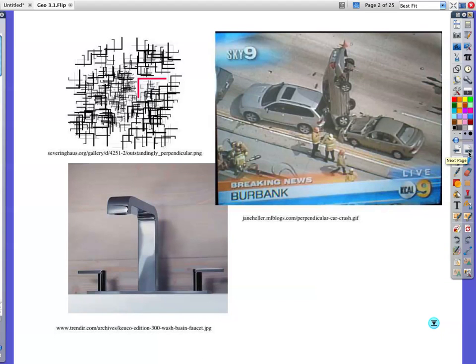Perpendicular. You can see this right here. Perpendicular, 90-degree angle. This is if you would like to decorate your house in perpendicular hardware, I guess. And then, of course, we hope that none of this happens to you, but that would be a horrible experience to have your car be perpendicular with the ground.